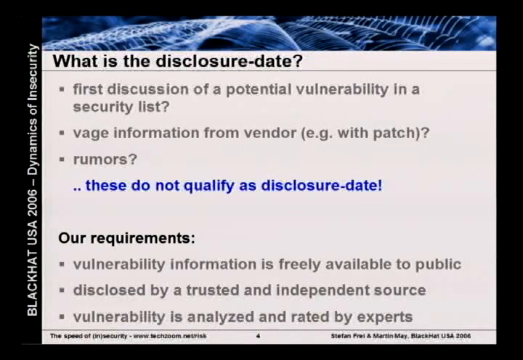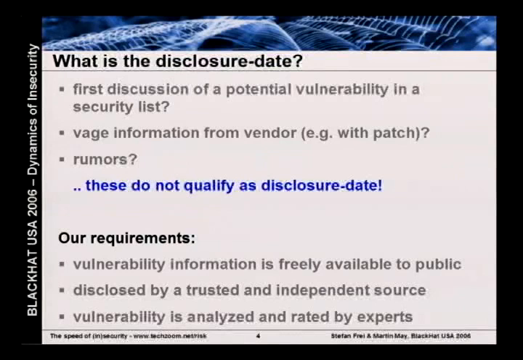So for our definition, to be accepted as a disclosure date, it has to fulfill 3 important requirements. Number 1, the information has to be made available freely to the public. So if the information is available just to a closed user group or just for payment, this does not count as the disclosure date. Then the information has to be disclosed by a trusted and independent source. Independent means that if a vendor tells somebody, he's probably biased towards his own products.